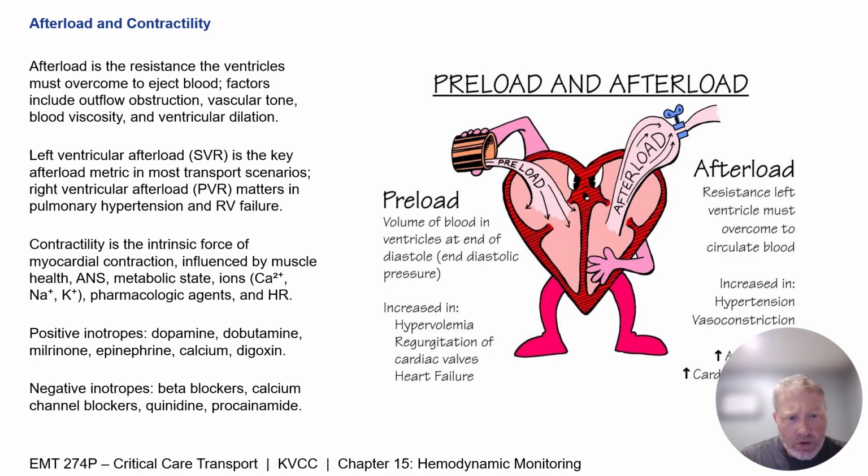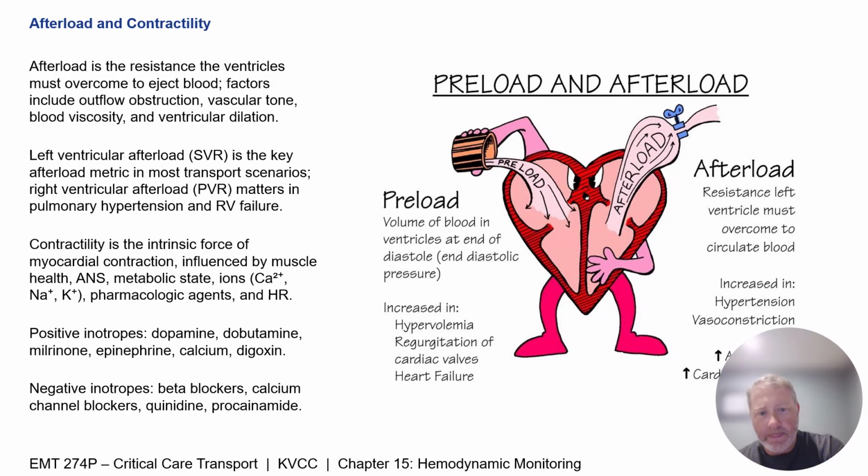Contractility also is influenced by muscle health, by the autonomic nervous system, by the patient's metabolic state, and also by ions like calcium, sodium, and potassium, and pharmacologic agents, and the heart rate. In terms of drugs, your positive inotropes include dopamine, dobutamine, milrinone, epinephrine, calcium, and digoxin. The negative inotropes are your beta blockers, your calcium channel blockers, quinidine, and procainamide.